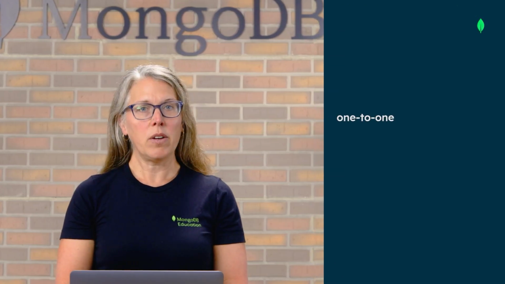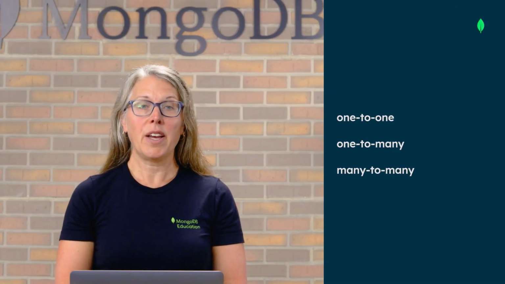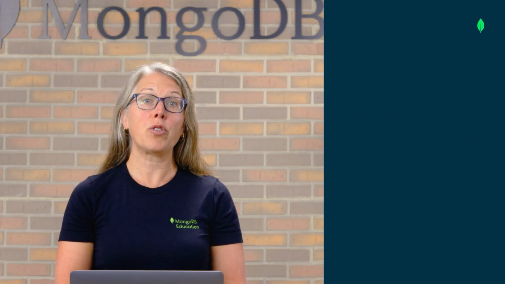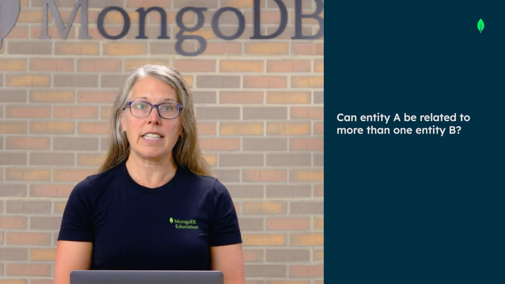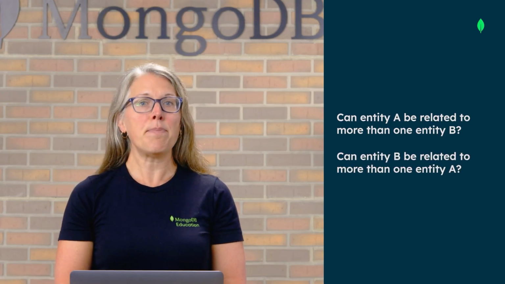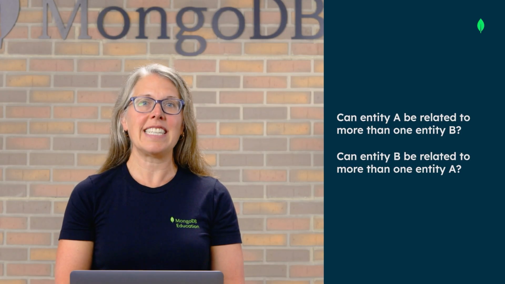Nicely done! In this video, we covered the following types of relationships: one-to-one, one-to-many, and many-to-many. We also learned a set of questions to help us identify the relationship between 2 entities. Can entity A be related to more than one entity B? And can entity B be related to more than one entity A?